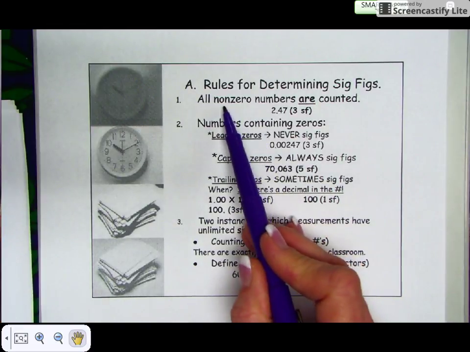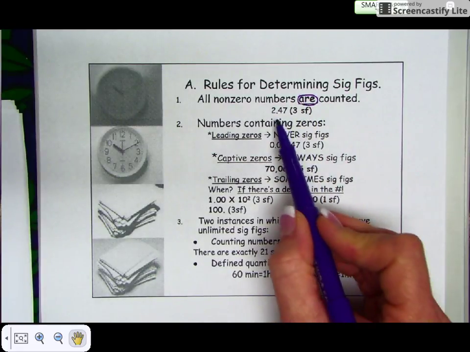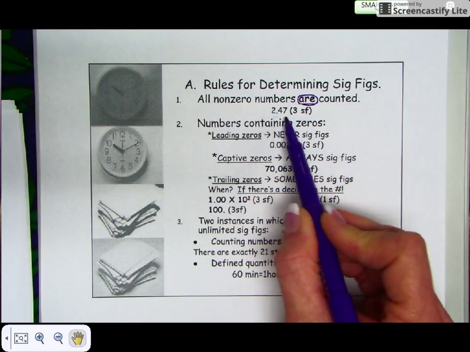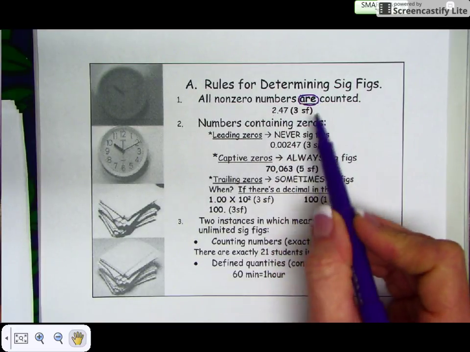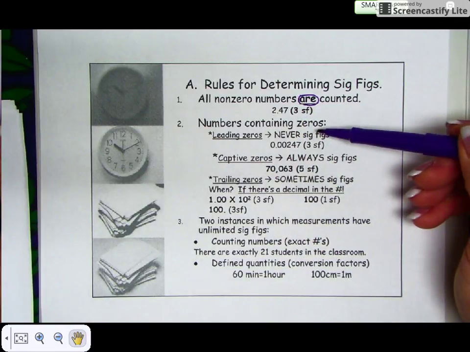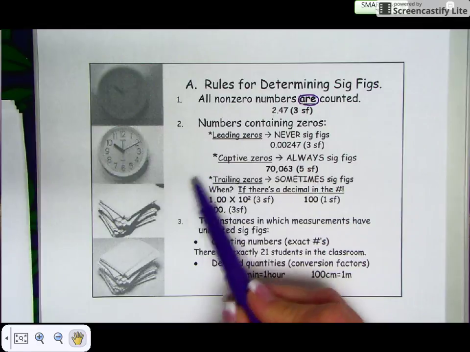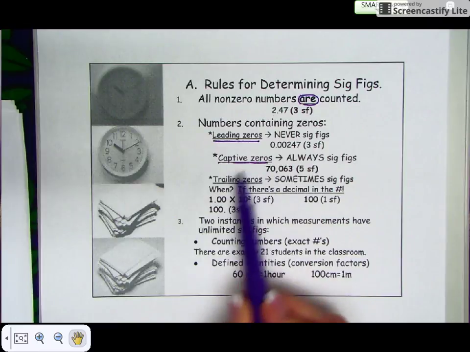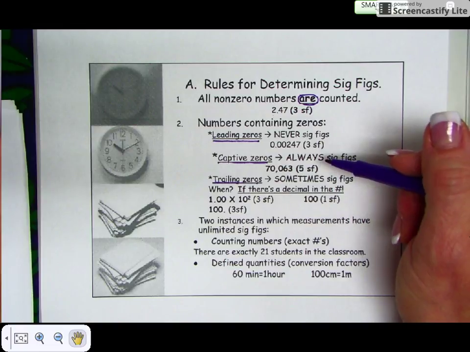The first rule says that all non-zero numbers are counted as significant figures. So in this example, 2.47, like if it were 2.47 grams, there's no zeros here. So that means this measurement has 1, 2, 3 significant figures. The second rule applies to numbers that contain zeros. There are 3 types of zeros that you could find in a number. We have leading zeros, we have captive zeros, and we have trailing zeros. There's a different rule for each kind of zero.